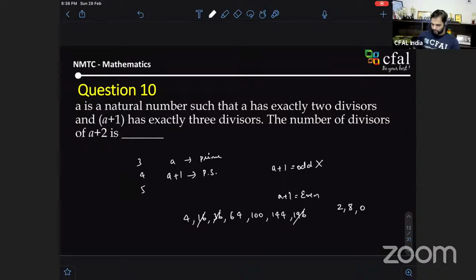So let's see what will happen. If I subtract 1 from 64, it is 63, not a prime. If I subtract 1 from 100, again 99, not a prime. If you subtract 1 from 144, it is 143, not a prime. Yeah, but why is it?